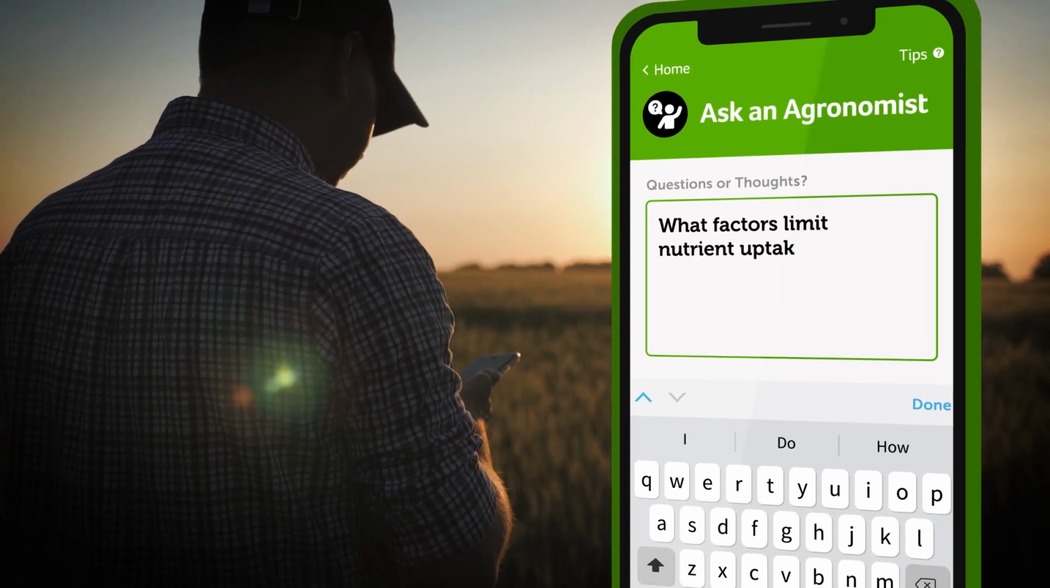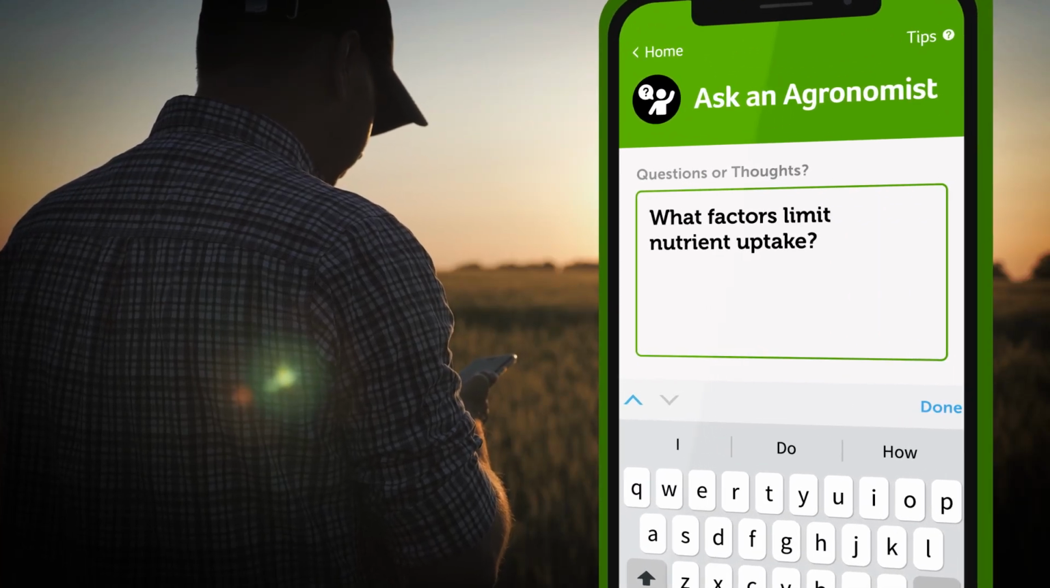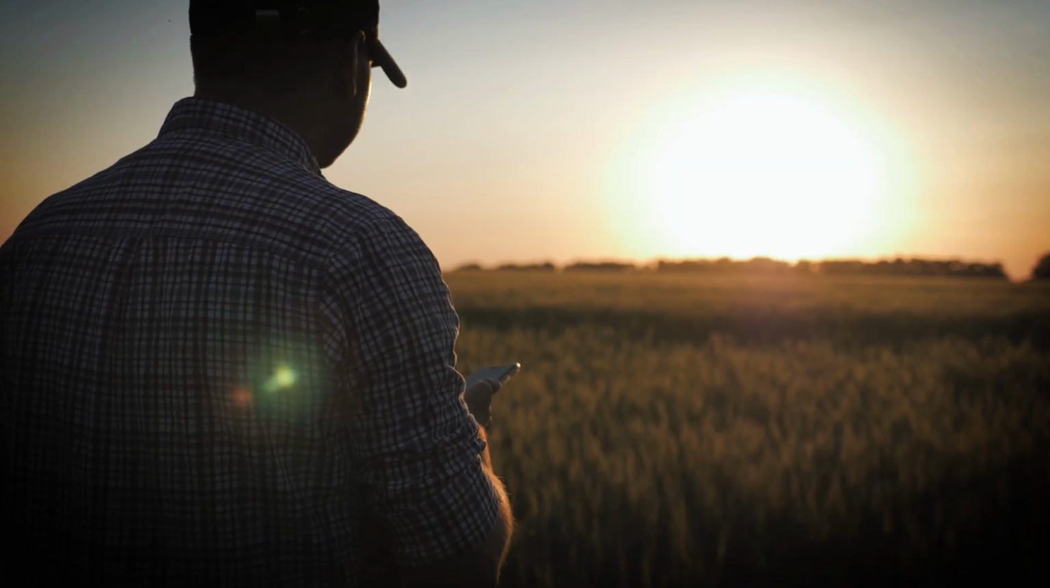What factors limit nutrient uptake? What factors limit nutrient uptake by the plants, and how do nutrient uptakes and nutrient removal rates impact nutrient management plans? Yeah, Mike, solid set of questions there.